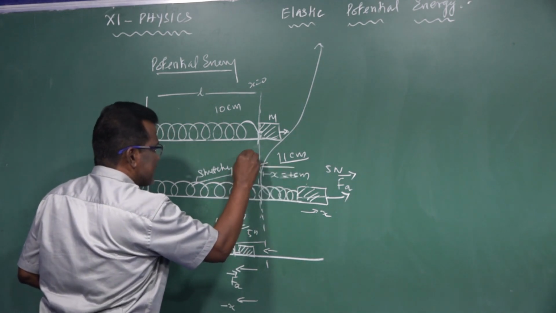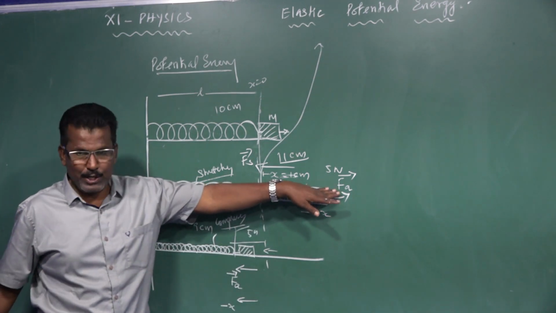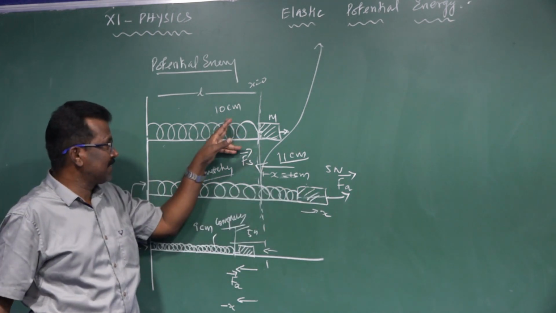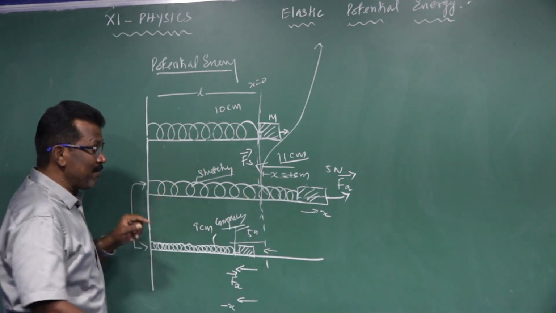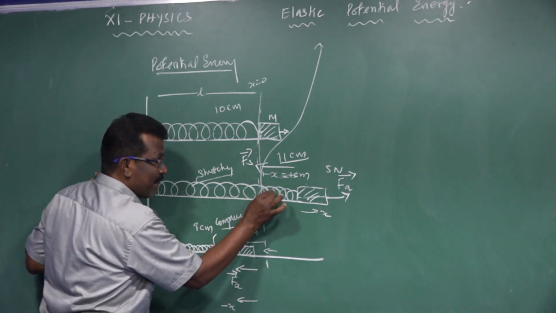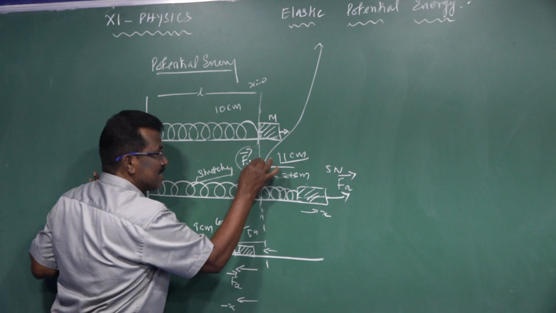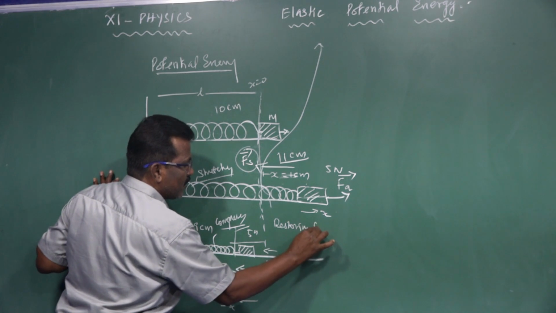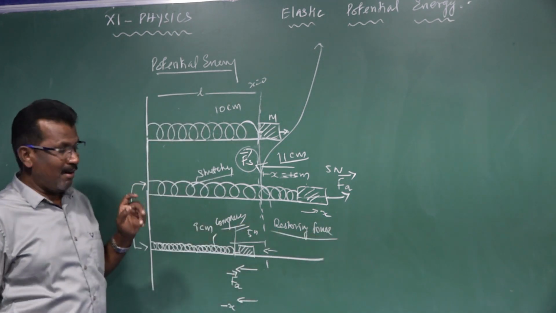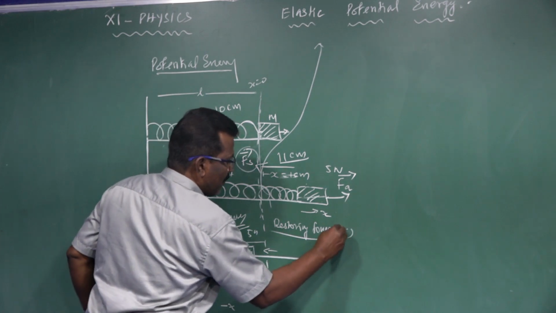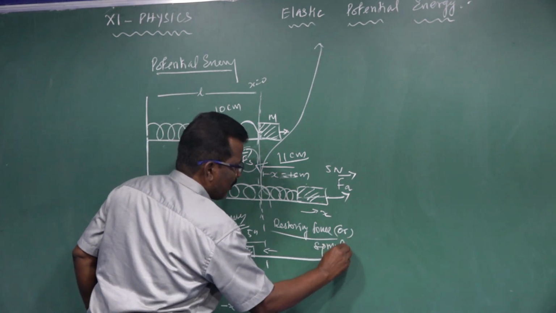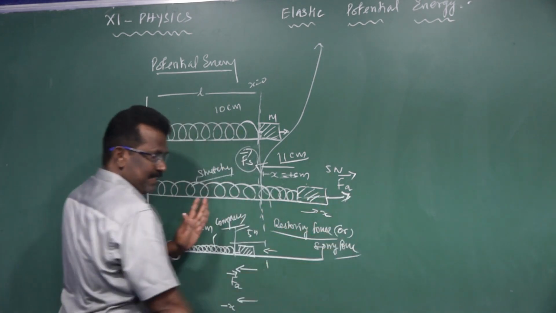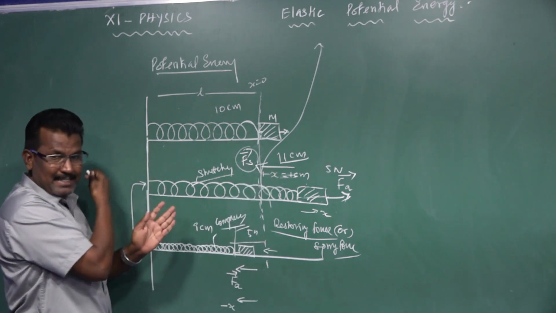So, Fs. I am applying a force of 5 newtons. The body is elongated, so the body has been stretched from 10 centimeters to 1 centimeter. At the same time, one more force is acting on the spring in the opposite direction of the applied force. That is the spring force or restoring force. Now the force is applied in one direction, along the positive x-axis. The restoring force acts in the opposite direction of the x-axis.